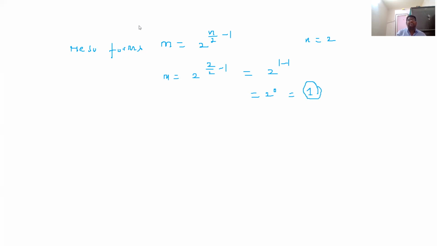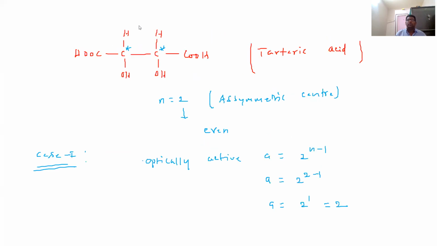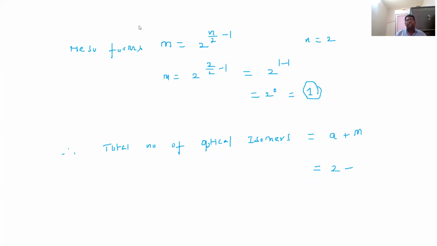So our question is, from the examination point of view, how many optical isomers? Therefore, the total number of optical isomers is equal to A plus M. How many optically active forms? 2. So 2 plus 1 is equal to 3 optical isomers. The total number of optical isomers is equal to 3. This is the formula if the number of asymmetric carbons is even. And the next, case 2, students.